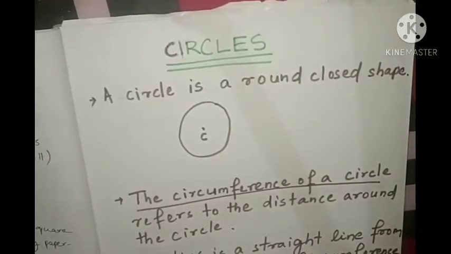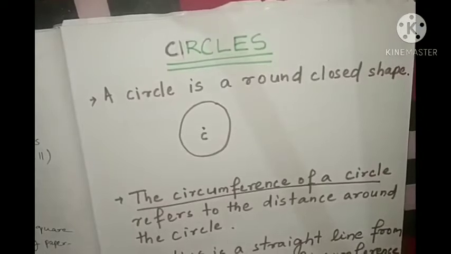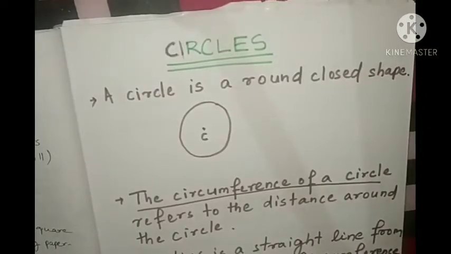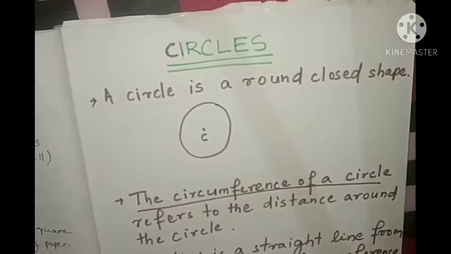So, today we are going to study the next portion of chapter perimeter and area. We are going to study today about circle, how to find out the perimeter of circle and area of circle. So, first we will see what is circle.